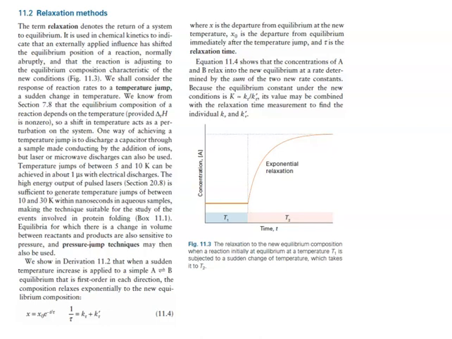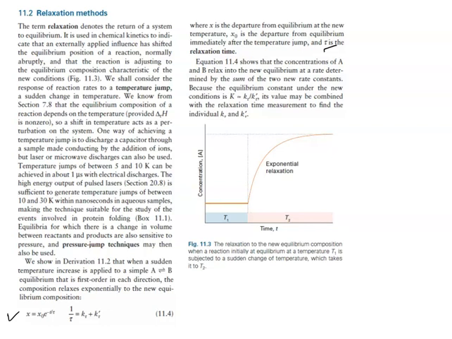first order in each direction, the composition relaxes exponentially to the new equilibrium composition with the following relationships, where x, in this case, is the departure from equilibrium at the new temperature, and x0 is the departure from equilibrium immediately after the temperature jump. And we also have a new term, which is tau, which is our relaxation time.